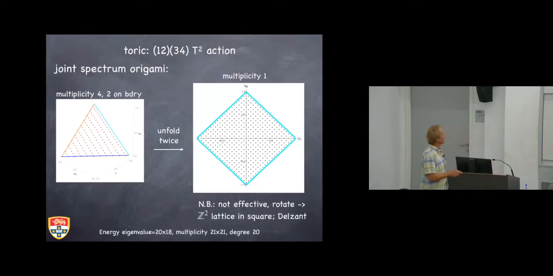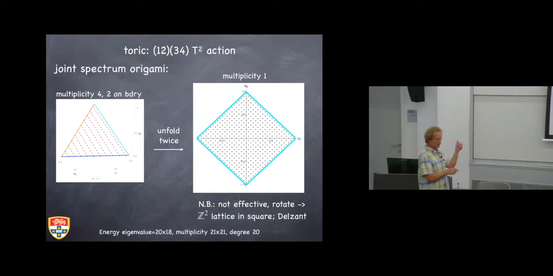Okay, so here is the simplest case, 1, 2, 3, 4. Here we have a global T^2 action. So in my Liouville-Arnold action map, I always map into the triangle, right? But the multiplicity of the points in this triangle is unusually high now. It's 4 inside and it's 2 on the boundary, right? And we call this joint spectrum origami. So what we should do is take this triangle and unfold it twice so that every state is represented by a single dot. Well, these dots here represent 4 eigenstates, 1 dot.